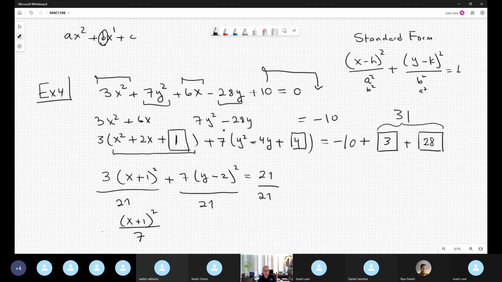Where come from that 7? What's the division? 21 divided by 3. Of course, I put completely backward. I put the bottom part divided by top. Because the answer I want is in the bottom part. Likewise, 21 divided by 7 is 3. Y minus 2 squared over 3 equal 1.